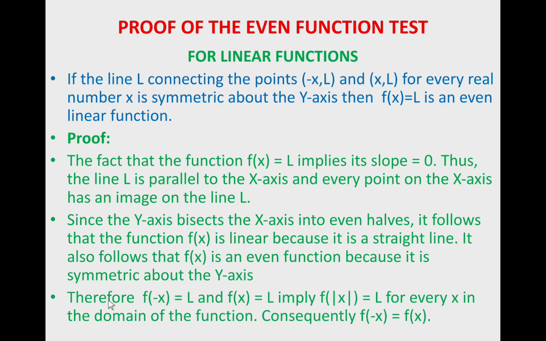Our conclusion here is that f of minus x is equal to L, f of x equal to L, f of 0 equal to L, f of any real number equal to L. So since f of minus x equal to L and f of plus x equal to L, the right hand side for both equalities is equal to 1, that means f of minus x equals f of x. That proves the first part, which is for the linear function.